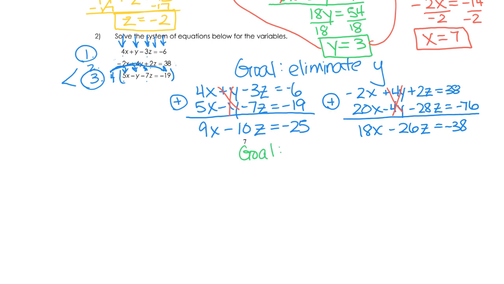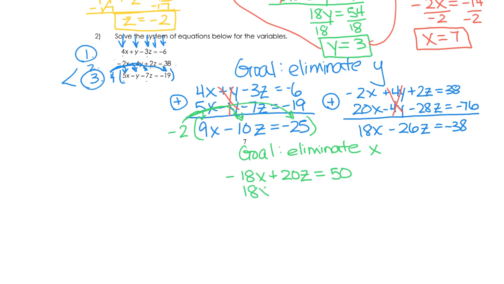And we have to scope out which variable, x or z, is the easiest to eliminate. Taking a look, it's going to be the easiest to eliminate x. All this equation needs to be done with is to multiply through by a negative 2, turning into a negative 18x to match that positive 18x. So this first equation will become negative 18x plus 20z equal to positive 50. The second equation is good to go.